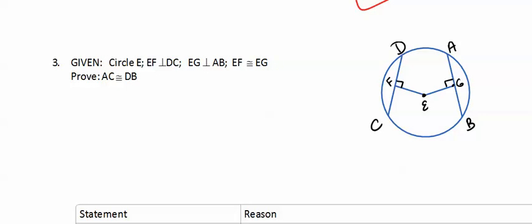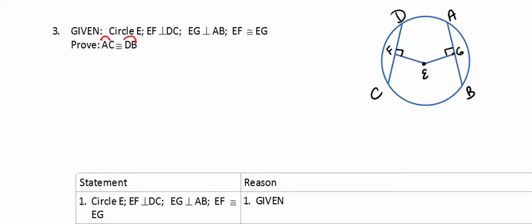The last thing we'll look at is a proof. Given the following information, circle E, and that EF is perpendicular to DC, EG is perpendicular to AB, and EF is congruent to EG, prove arc AC is congruent to arc DB. So as always, we're going to start with our given.